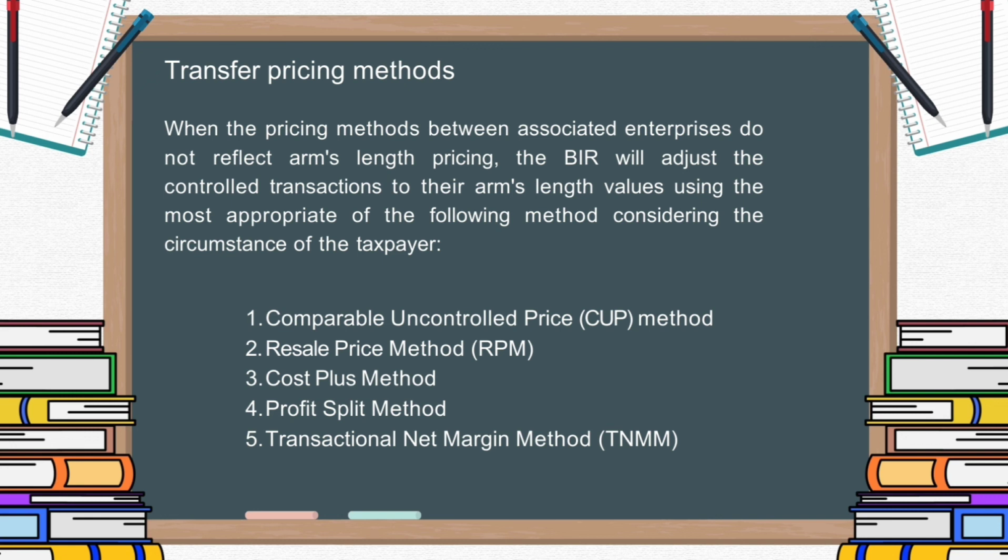When no comparatives can be derived within the industry of the subject taxpayer, the BIR may consider: letter A, extension of the transfer pricing methods using comparatives derived from another industry segment; letter B, use a combination of the transfer pricing methods or other methods.